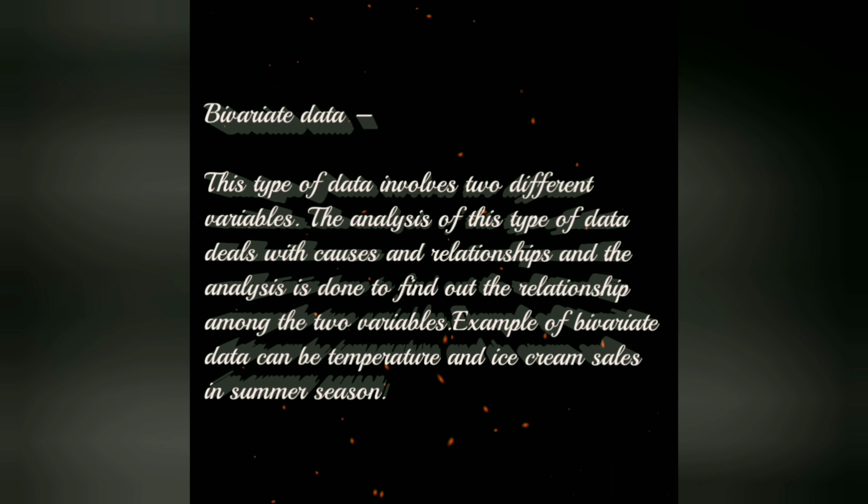Bivariate data: this type of data involves two different variables. The analysis of this type of data deals with causes and relationships, and the analysis is done to find out the relationship among the two variables.